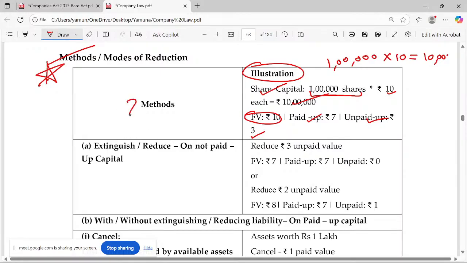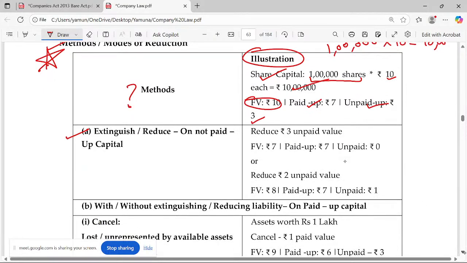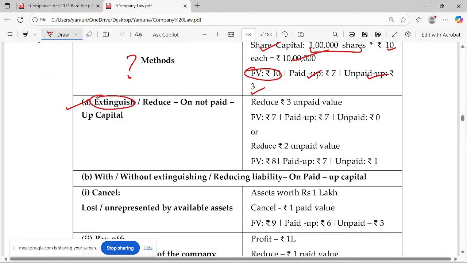In what way can you reduce the share capital? First, the law itself says this, it is there in the act: extinguish or reduce on not paid up capital, the unpaid value. How much have you paid? 7 rupees. What is the unpaid value? 3 rupees. So your target here is the 3 rupees.